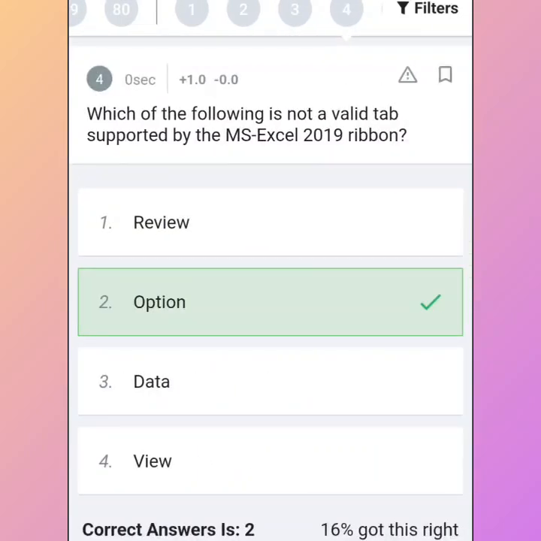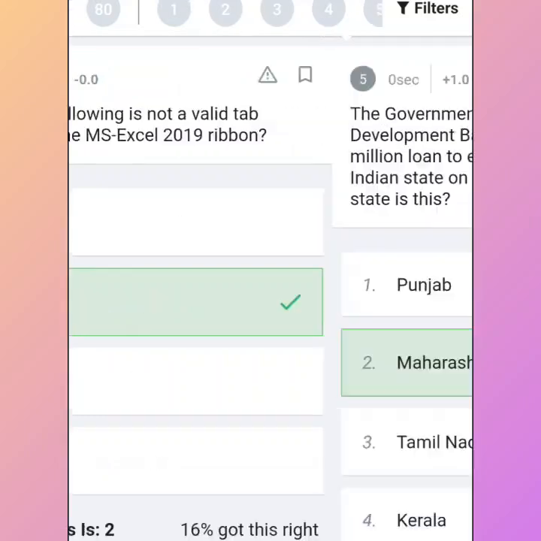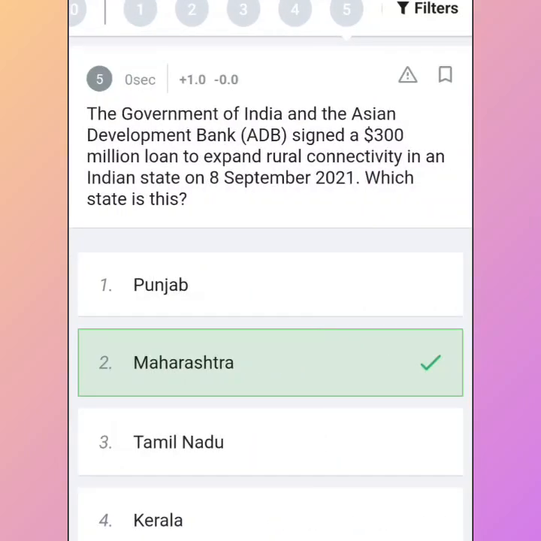Which of the following is not a valid tab supported by MS Excel 2019 ribbon? Option second. The Government of India and the Asian Development Bank signed a $300 million loan to expand rural connectivity in an Indian state on 8 September 2021. Which state is this? Maharashtra.